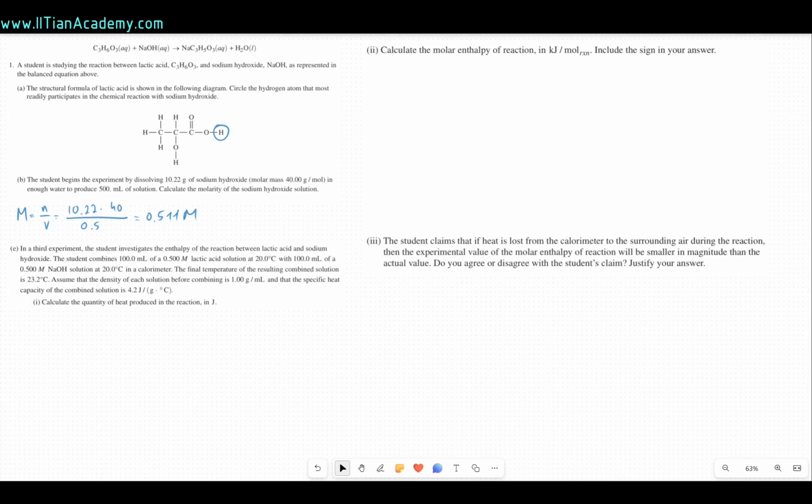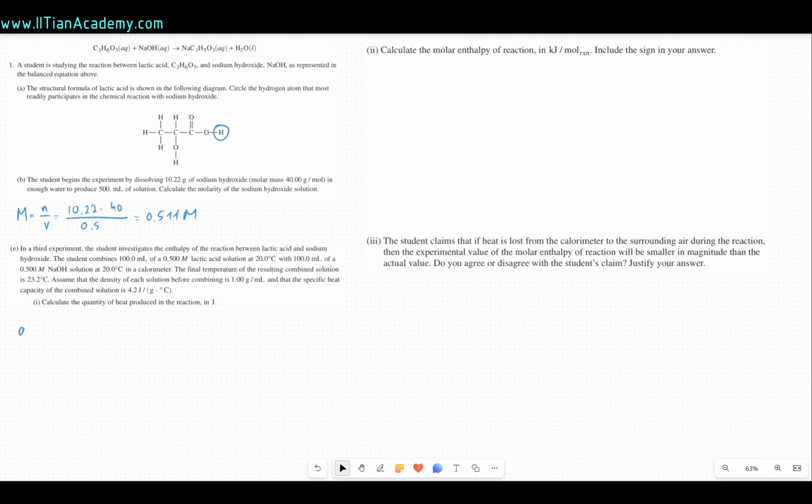So in part E, we have a third experiment where we are investigating the enthalpy of the reaction between lactic acid and sodium hydroxide. We have a student combining a given concentration of lactic acid, at a given temperature, with NaOH. We're told the final temperature and the density of each solution is the same. We're told the specific heat capacity of the combined solution. We need to calculate the quantity of heat produced in the reaction in joules.